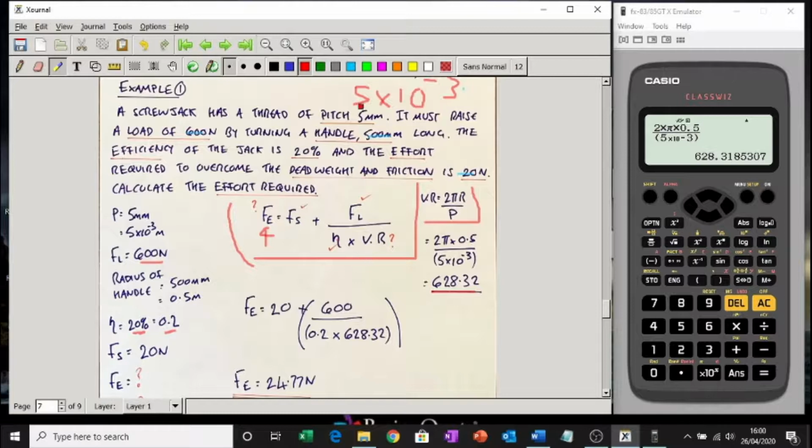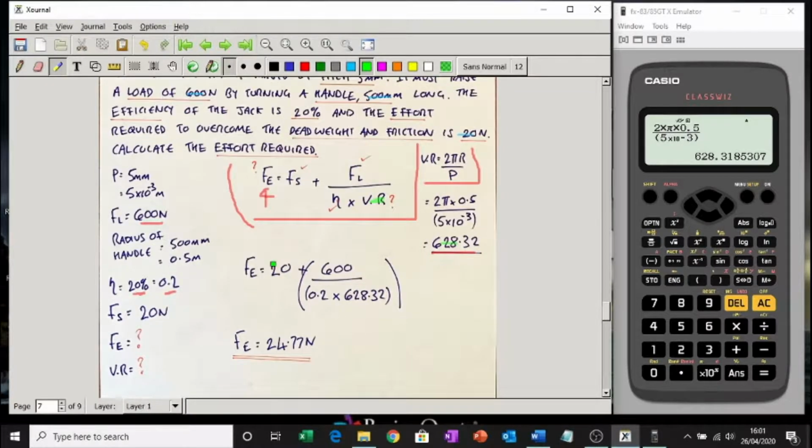So now we know this, that's going to be 628. Now we know all the numbers, so we can just put them into the formula, which will give us the effort. So there's the formula. Don't forget we've got to do all of this first in a bracket. So 600, which is FL, divided by the efficiency, 20%, so use 0.2, times by the velocity ratio, which is going to be 628.